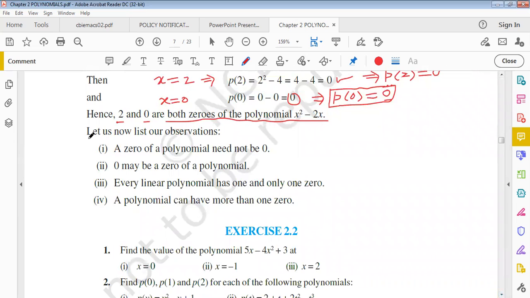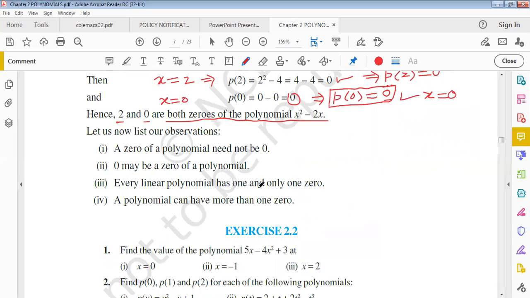Now let us list our observations. क्या क्या observations हमने की हैं अभी तक? A zero of a polynomial need not be 0. 0 may be a zero of a polynomial. जैसा इस केस के अंदर है, यहाँ पर x की वैल्यू क्या पुट की थी हमने? 0 पुट की थी, तो पॉलिनोमियल की वैल्यू क्या आ गई? 0 आ गई. So 0 may be a zero of the polynomial.